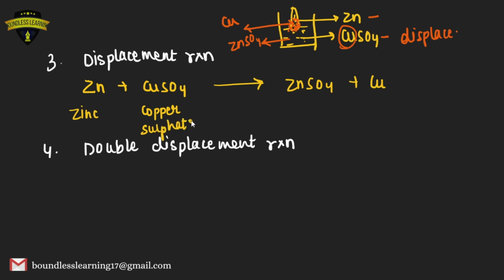और थोड़े से हम इसमें यहाँ पे स्पेसिफिक कंडीशन, फिजिकल स्टेट्स लिख सकते हैं। जिंक is solid, copper sulfate is aqueous, zinc sulfate is again aqueous, and copper is solid. Okay, this is zinc sulfate and Cu is copper. Okay. This is the example of a displacement reaction.